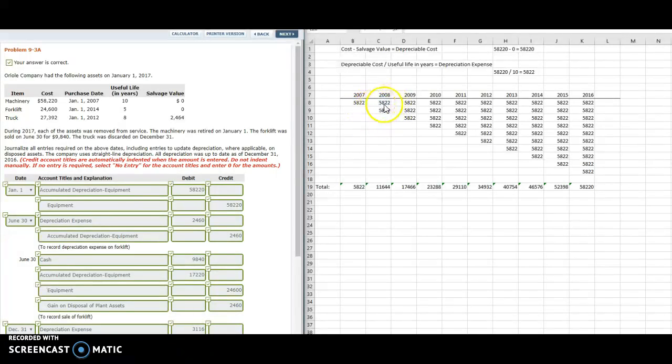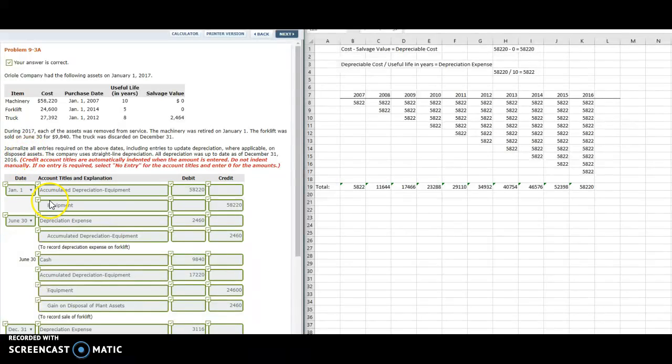2008, we would have twice that amount. 2009, 3 times that amount. So at the end of the useful life of the asset, the depreciation expense of $58,220, or 10 years of depreciation expense, should be the cost of the asset minus their salvage value, which in this case would be $58,220, because we know they expected to receive $0 of salvage value out of that asset. So that's one way that you can check and see how the depreciation works out.